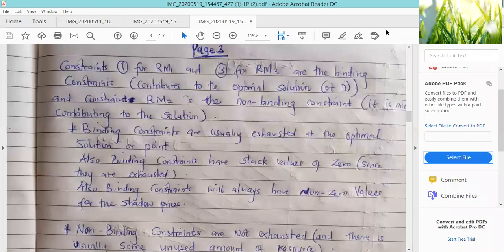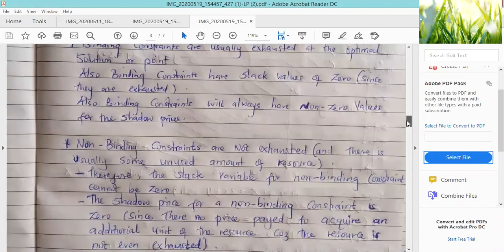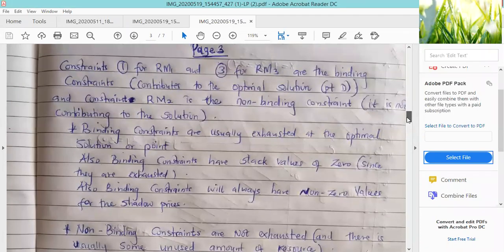The binding constraints and what are the non-binding constraints. And I was saying that binding constraints are normally those equations which would be at the point of intersection as you read through your solution, which you say this is the optimal, or this is the point that gives you the maximum value, like in our case, because we are aiming at maximizing the profit.